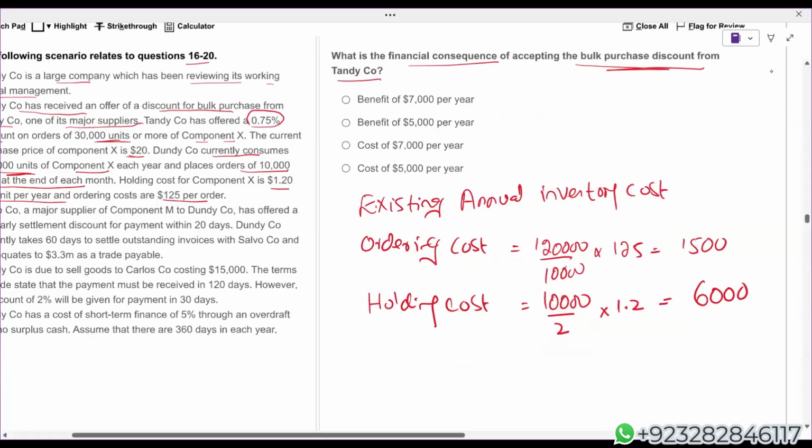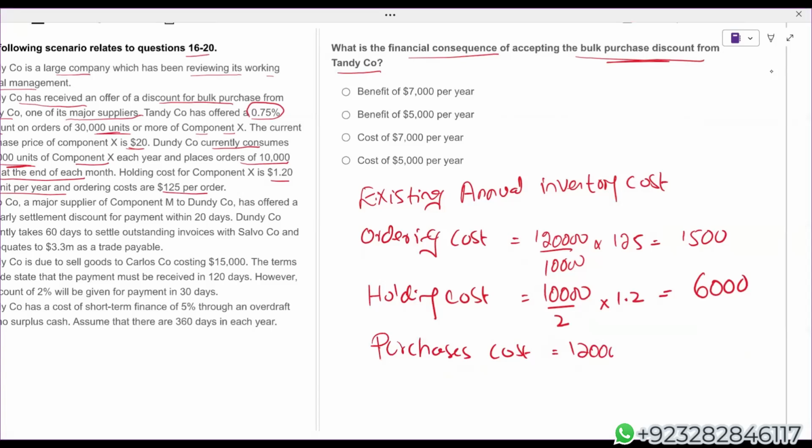Purchases cost. 1,20,000 is the annual demand per unit they purchase from the supplier by paying $20. I'm getting 2.4 million. So here comes your annual inventory cost: 240750. Now we have to compare this with the bulk purchase discount.